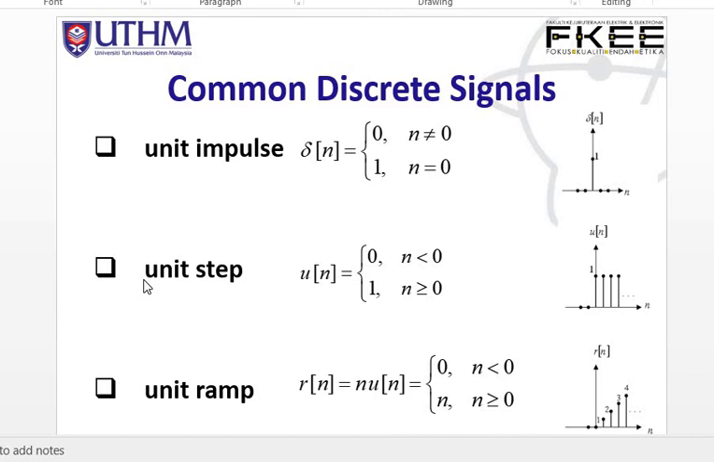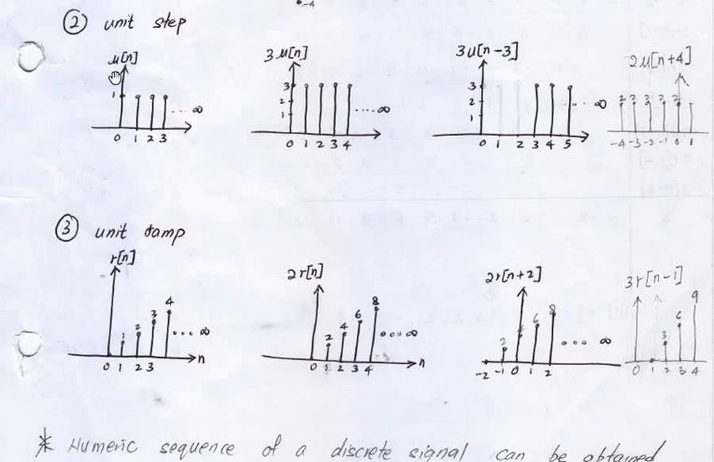The second common discrete signal is the unit step. The unit step is called u(n). You will write it in the way of u(n). u(n) means that it has the value from 0 to infinity, and the amplitude is 1. So the value is from 0 to infinity. If you have 3 u(n), this means that the amplitude is 3, also from 0 to infinity.